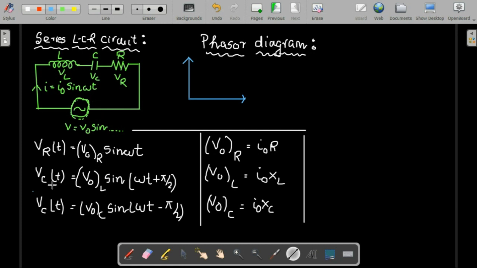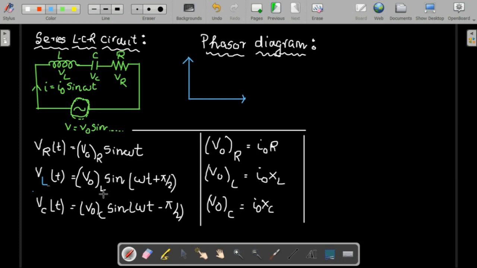If you talk about a capacitor, sorry, an inductor, this should be an inductor, not a capacitor. If we talk about an inductor, we know that the current is lagging the voltage, right? The current is behind the voltage by pi by 2. That means the voltage is ahead by pi by 2. So that's why I've written it here as sine omega t plus pi by 2. For a capacitive circuit, we know that the current is ahead of the voltage. That means the voltage is behind the current, so that is omega t minus pi by 2.